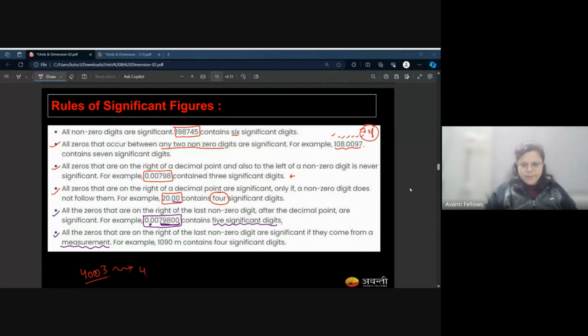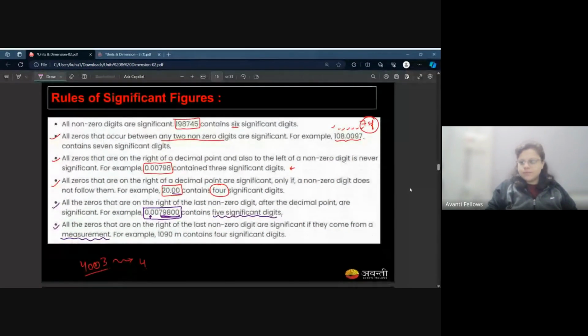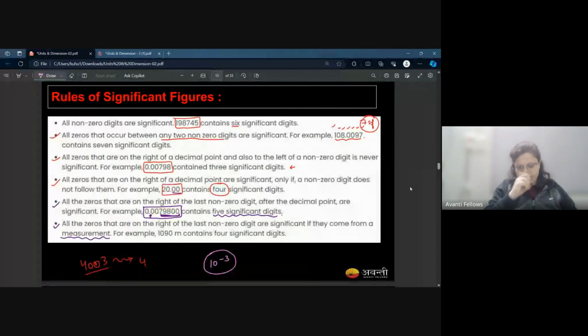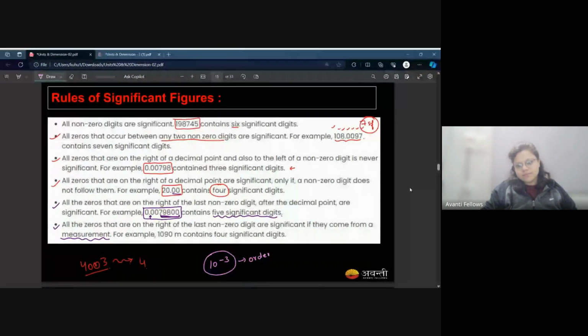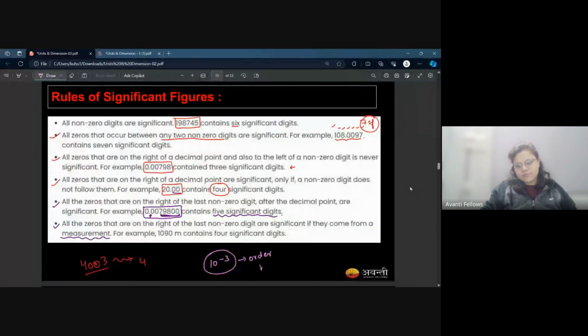Okay, there are 2 more points. Whenever you have some expression like 10 raised to the power minus 3 or plus 3 or anything, this is known as the order. Okay, and order has no significance. Order has no significant figure.